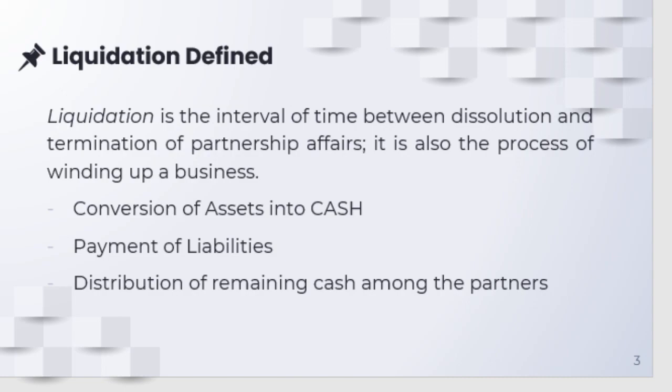Next, payment of liabilities. Ang ibig sabihin nito, after na ma-convert yung non-cash assets into cash, babayaran yung utang. Utang sa mga outside creditors kasi meron dalawang klaseng utang. Utang sa outside creditors and utang ng partnership sa mga partners. So, ang sinasabi dito sa step 2 is payment to outside creditors. So, after mabayaran yung mga utang is the distribution of the remaining cash among the partners.